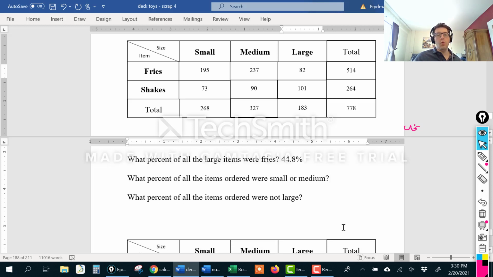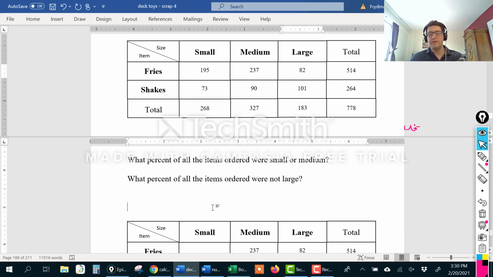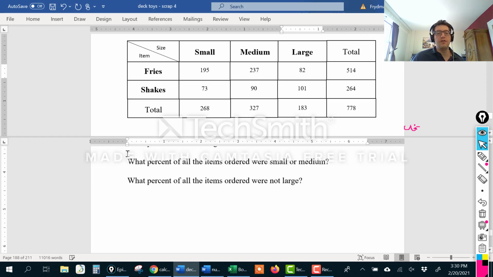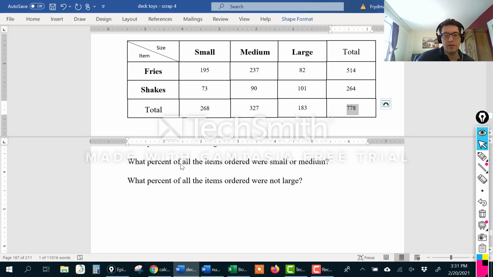Okay, next question. What percent of all the items ordered were small or medium? So now we are looking at the grand total again. All of the items that were ordered, whether they were fries, shakes, small, medium, or large. So we're looking at this grand total over here. That's going to be our divisor. That's what we're going to be dividing by. Now, what is going to be our dividend? What's the other number that we need to divide by 778?